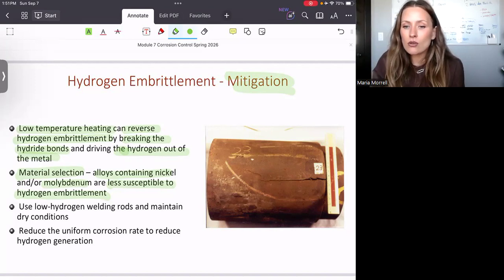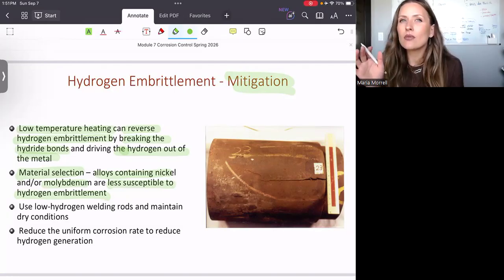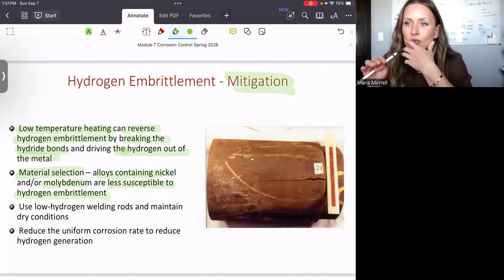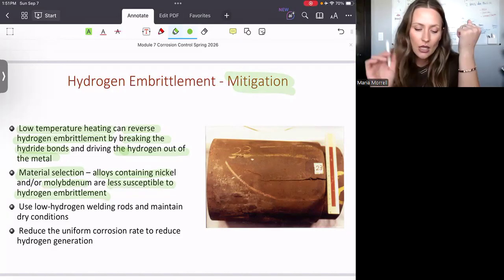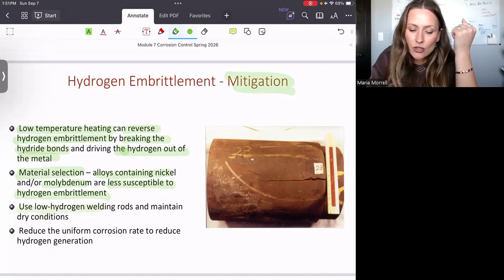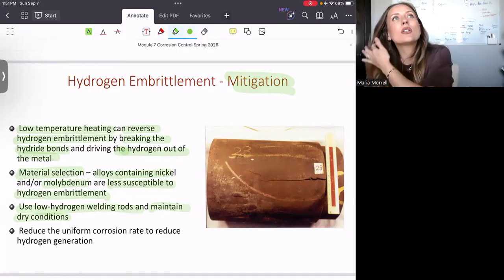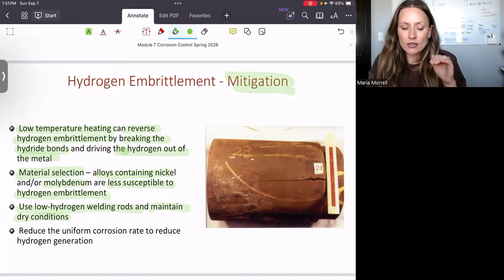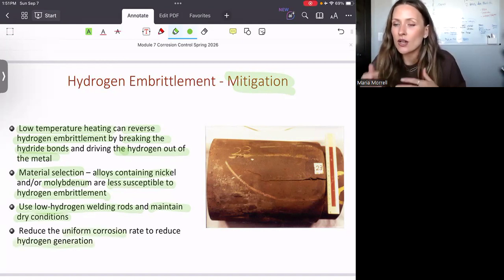Now, you can also, again, keep in mind that it all comes down to not allowing hydrogen to penetrate into your material, right? And that's why we can also use low hydrogen welding rods, right, and maintain dry conditions. And then the other thing we need to be familiar with is that during uniform corrosion, you can also have the hydrogen generated, right?